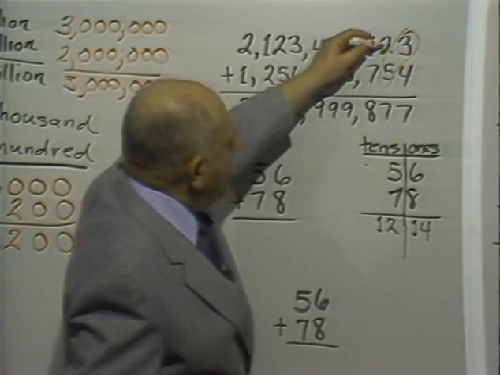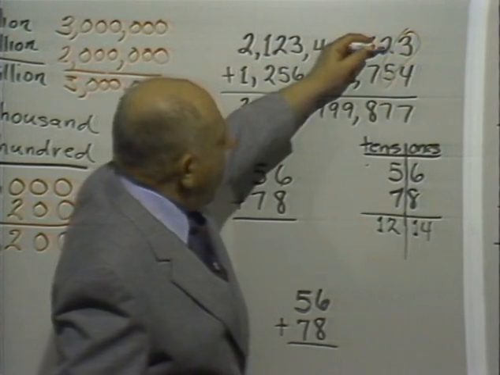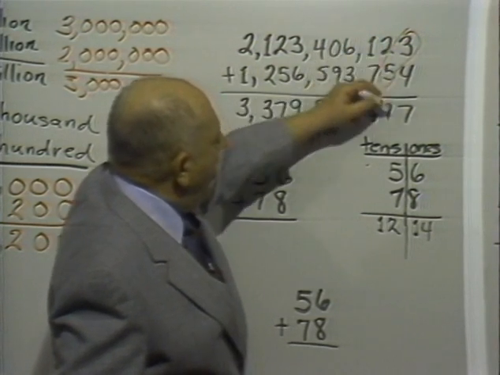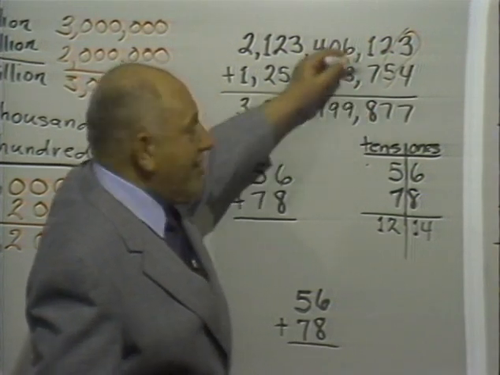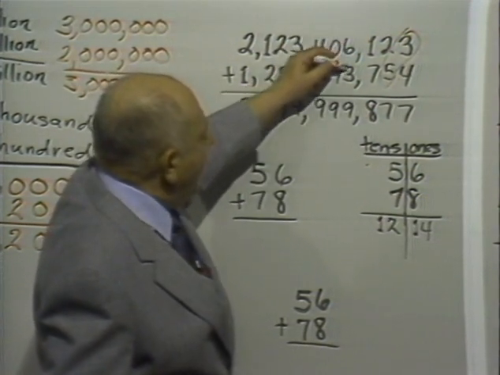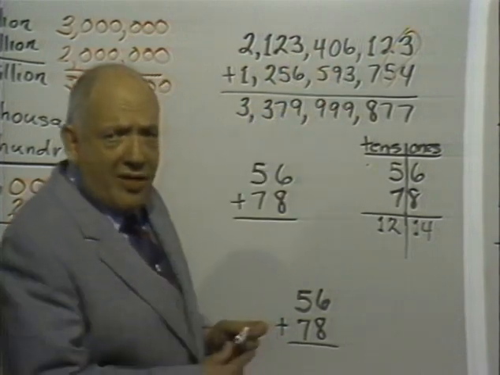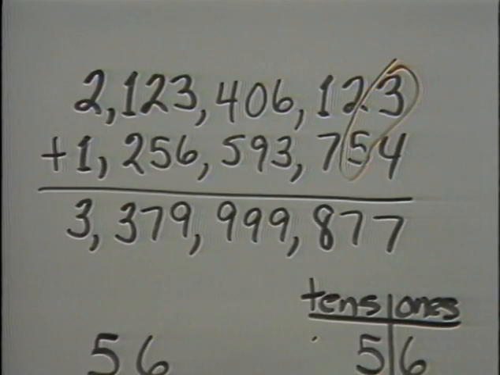Why can you say that 2 plus 5 is 7 here? Because 2 10s and 5 10s are 7 10s. 100 and 700s are 800s. 6,000s and 3,000s are 9,000s, etc., etc., etc. You see, I'm only adding 2 single digits at a time.